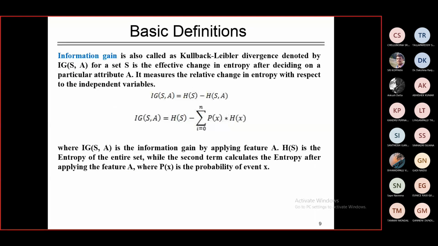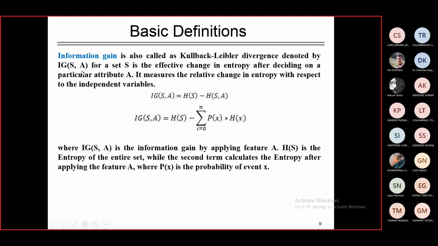Okay, so the next important term is information gain. What is information gain? Information gain is called Kullback-Leibler divergence, which is denoted by IG(S, A) for a set S. As I said, S represents the entire data set. It is the effective change in entropy after deciding on a particular attribute. Here S represents the entire data set and A represents a particular attribute or feature in the data set.